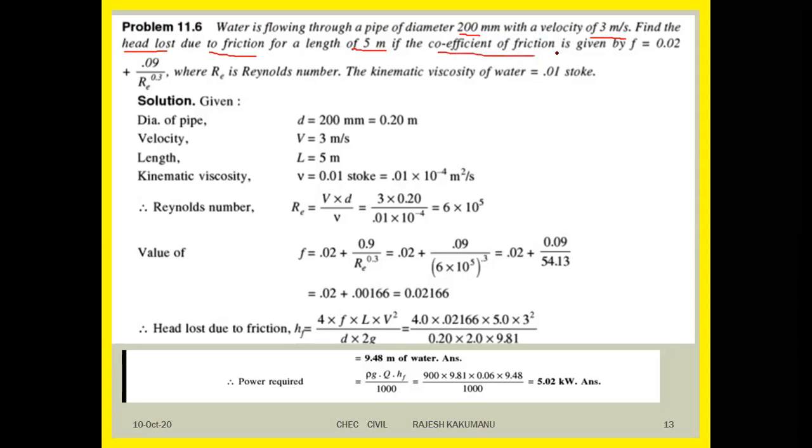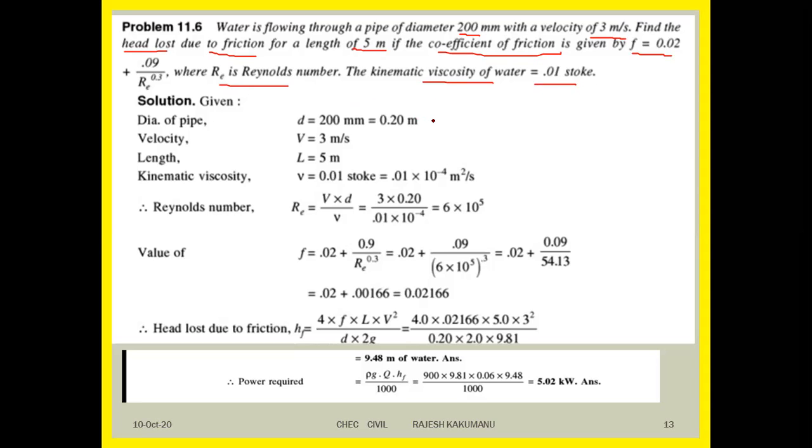If the coefficient of friction is F is equal to 0.02 plus this one, where RE is the Reynolds number. The kinematic viscosity of water is given as 0.12. So what is the thing you have to find? You have to find the HF value. So write all the values.